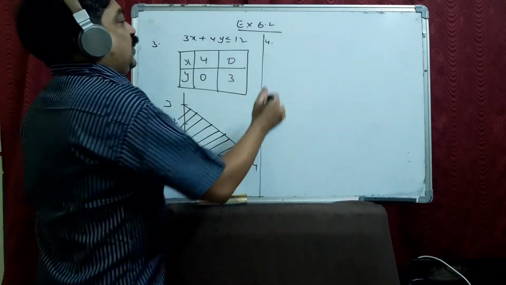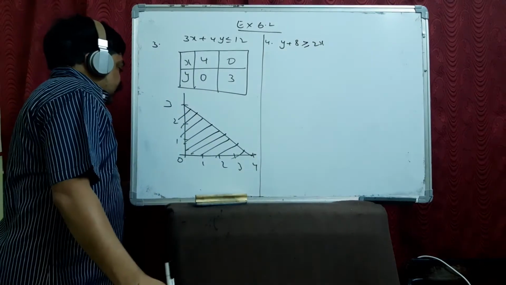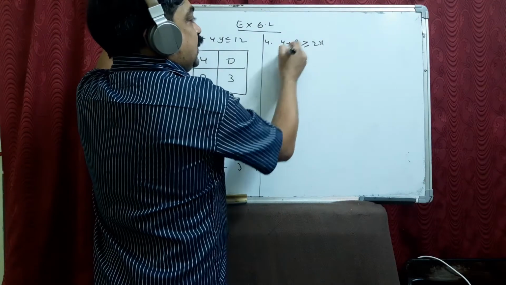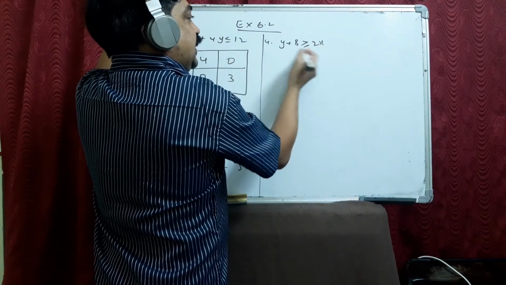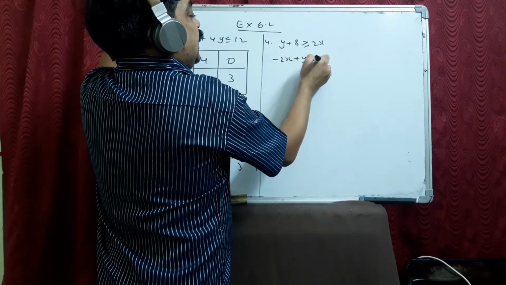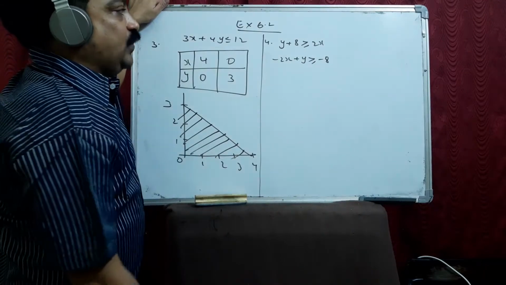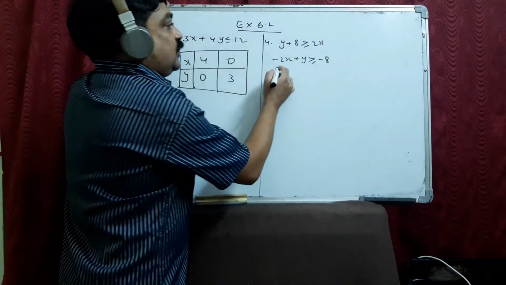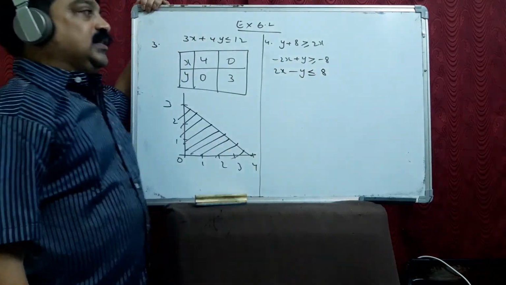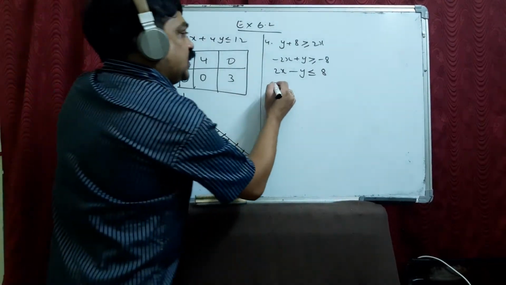y plus 8 greater than or equal to 2x. Now, you bring 2x to this side or you take y to that side. Anything you can do. You bring 2x here: minus 2x plus y greater than or equal to minus 8. This doesn't look very good, so we multiply by minus: 2x minus y less than or equal to 8. When you multiply by minus, we always try to make the first term positive. The same process, don't worry.